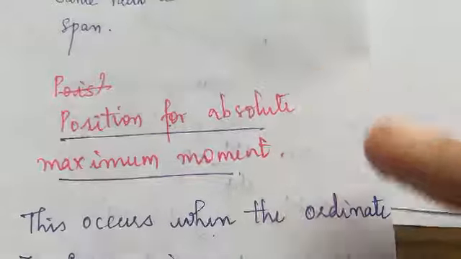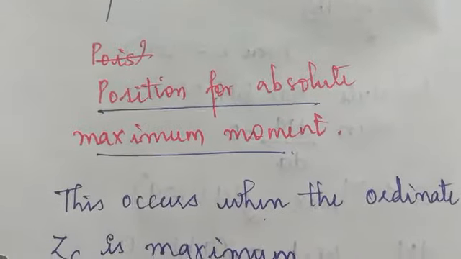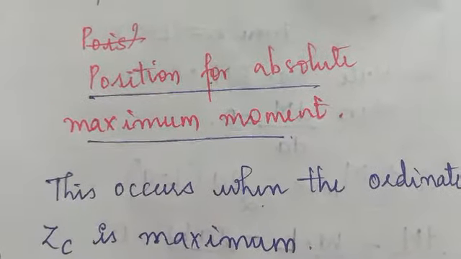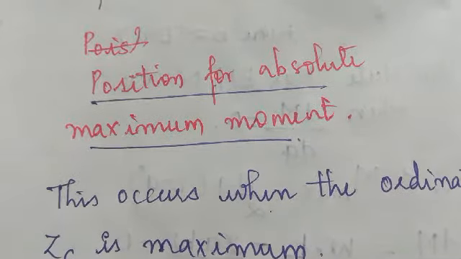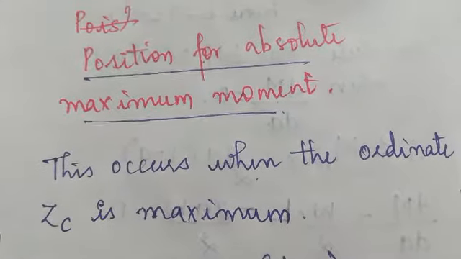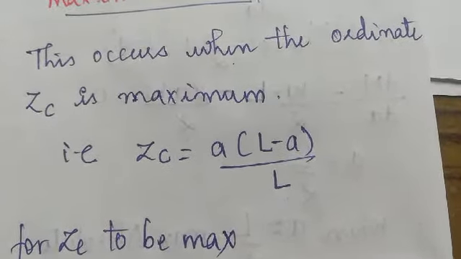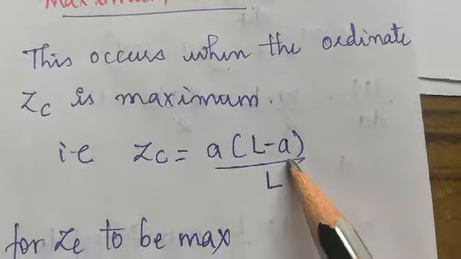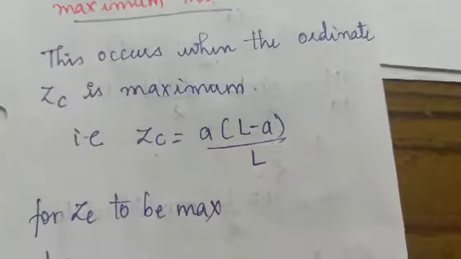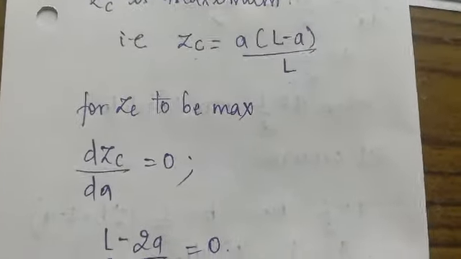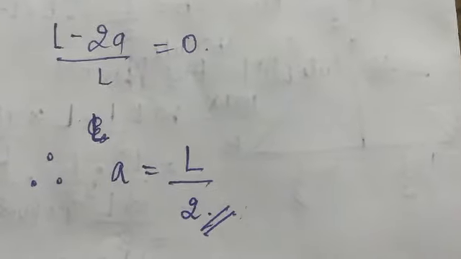Okay, now let us calculate the next position, for absolute maximum bending moment. Absolute bending moment is when the midpoint of your load is exactly on the midpoint of the span. That is, ZC is maximum. That is when ZC is equal to AB divided by L, where B is nothing but L minus A. Now differentiate this ZC with respect to A. If I differentiate with respect to A, I will get L minus 2A is equal to 0. That is nothing but A is equal to L divided by 2.